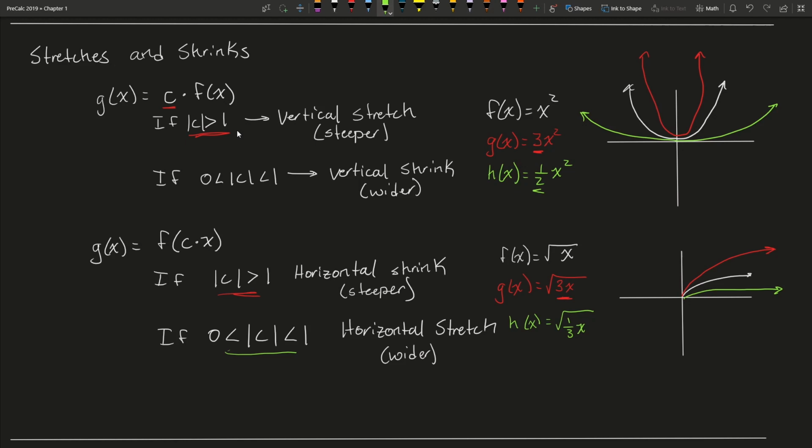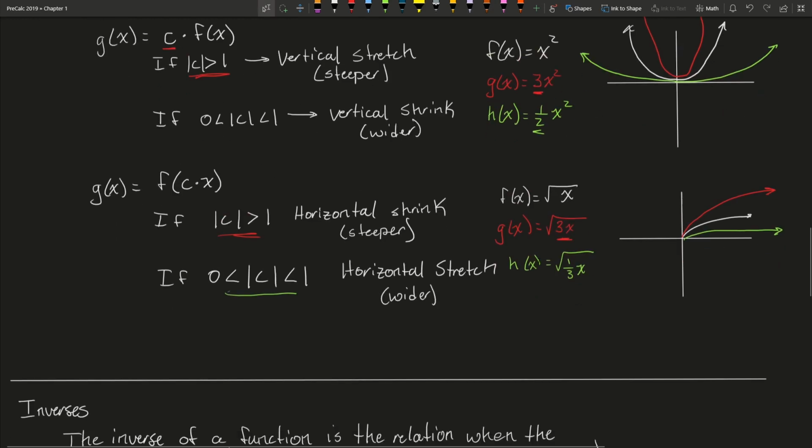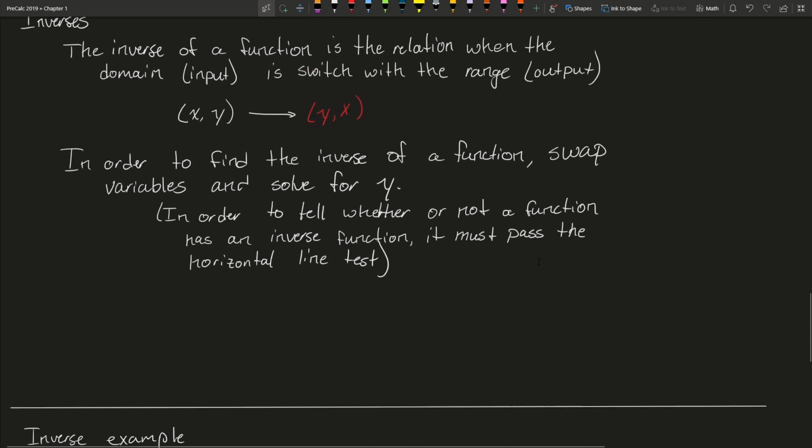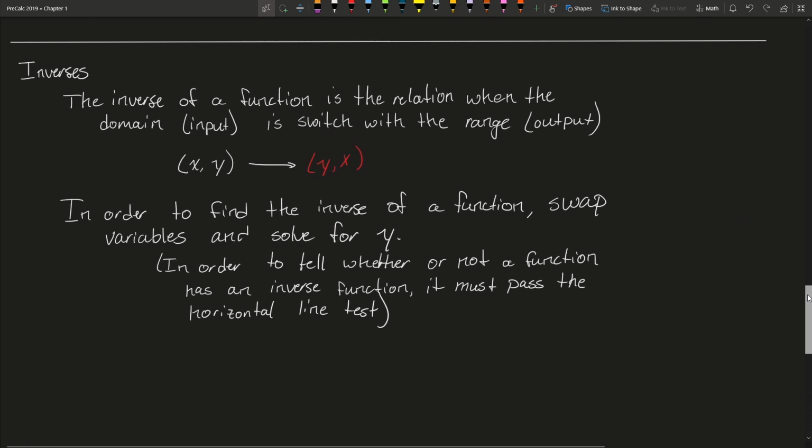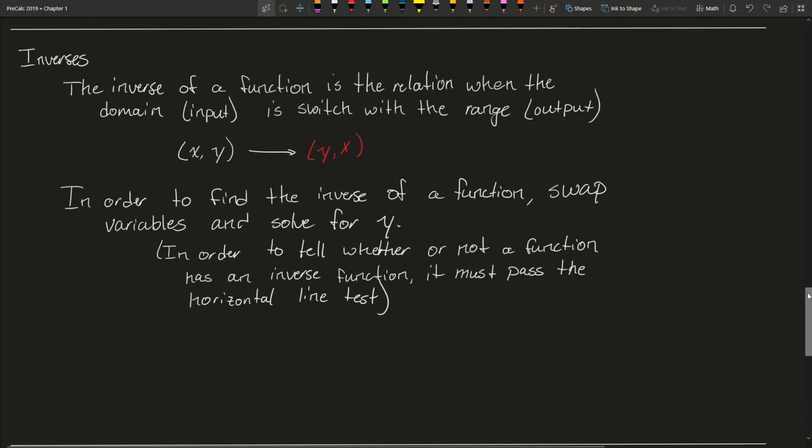horizontally. And then the last thing we talked about in this chapter was inverses. So the inverse of a function is basically just switching the domain with the range, so switching the input with the output, or the x with the y. In order to find the inverse of any function, we swap variables and solve for y. In order to tell whether or not a function actually has an inverse, it must pass the horizontal line test as well.